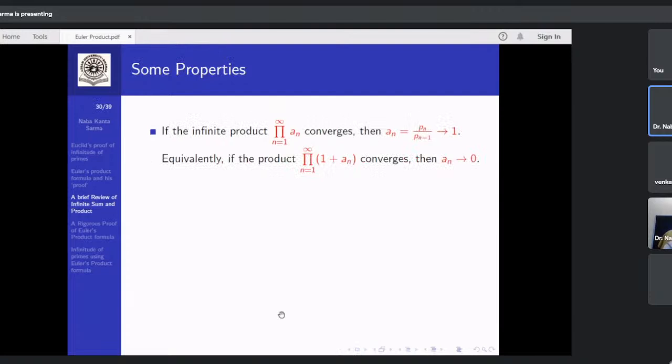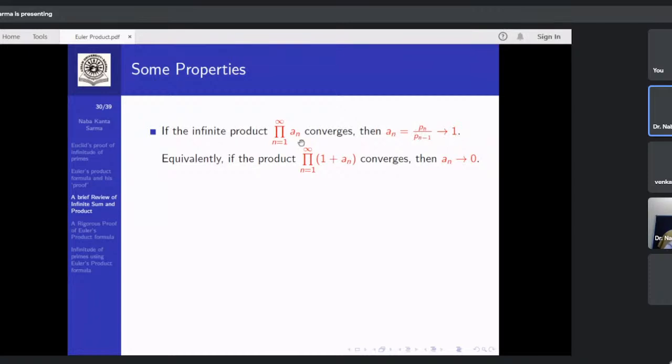So now some of the properties. What is the first property? Just like in a series, if a sum converges, the nth term goes to 0, similarly in an infinite product, if the product converges, then the nth term must go to 1. Because the nth term is nothing but the nth partial product divided by the n minus 1th partial product. And since both of these go to a non-zero limit, suppose the limit is L, this will go to L by L, which is 1. That is why it is important that L should not be 0. Otherwise this result will not hold.